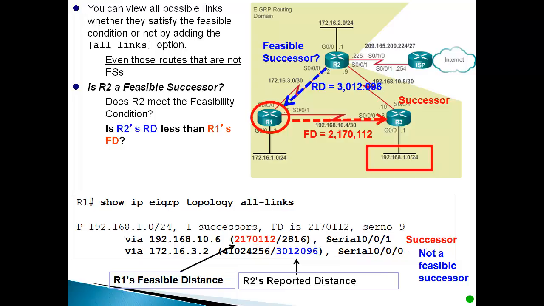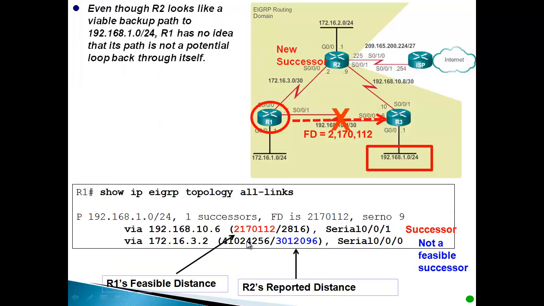So is R2 a feasible successor? Does it meet the condition? No, because R2 is reporting a higher distance than our feasible distance. They are reporting their distance higher than our feasible distance, which means they could be coming through us to get to the destination. So it does not meet the feasibility condition. Even though R2 looks like a viable backup path to 192.168.1.0, R1 has no idea that this path is not a potential loop back through itself.